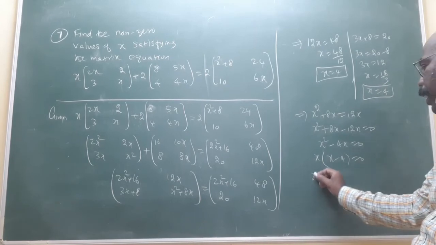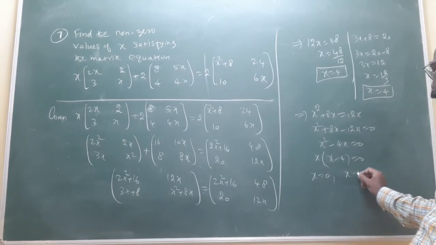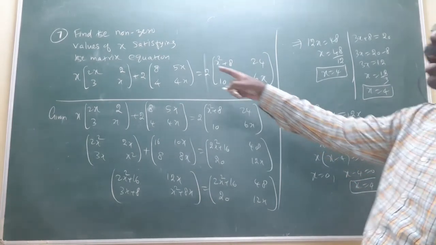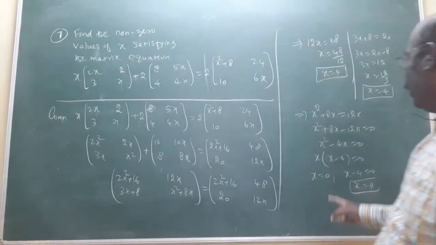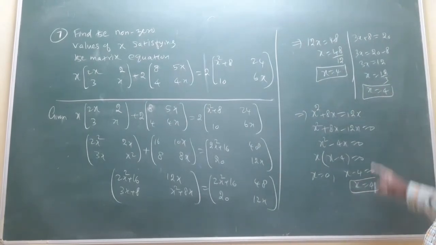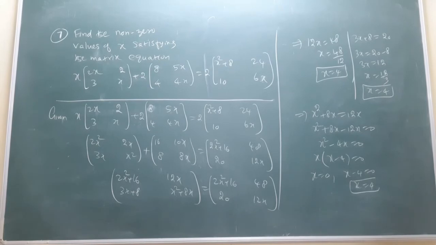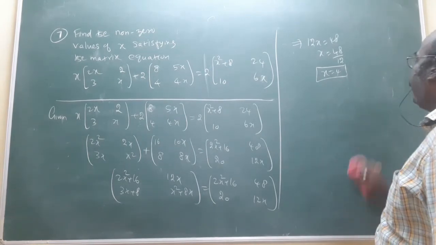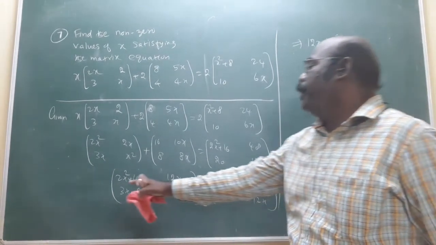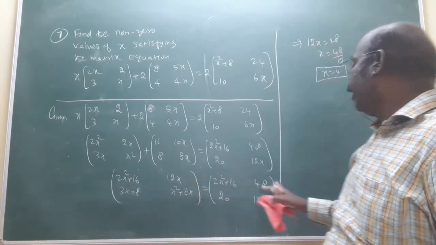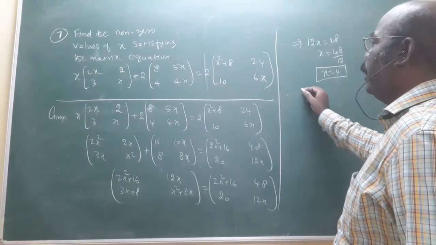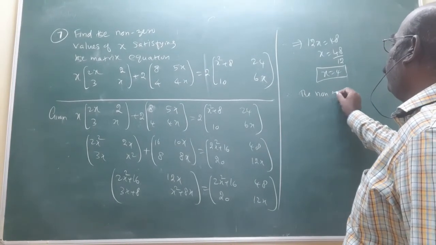Product of two terms is zero, so either x is 0 or x minus 4 is 0, so x equal to 4. But what is being asked? Non-zero values of x. Zero is coming. In all three cases, we get x equal to 4. That's why you need not equate the remaining parts. You will equate only one: first with first, second with second, and we get the answer 4.